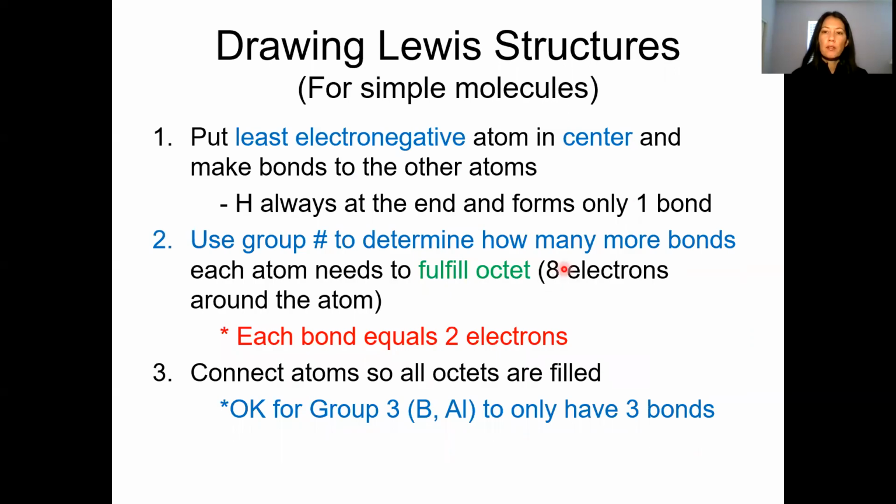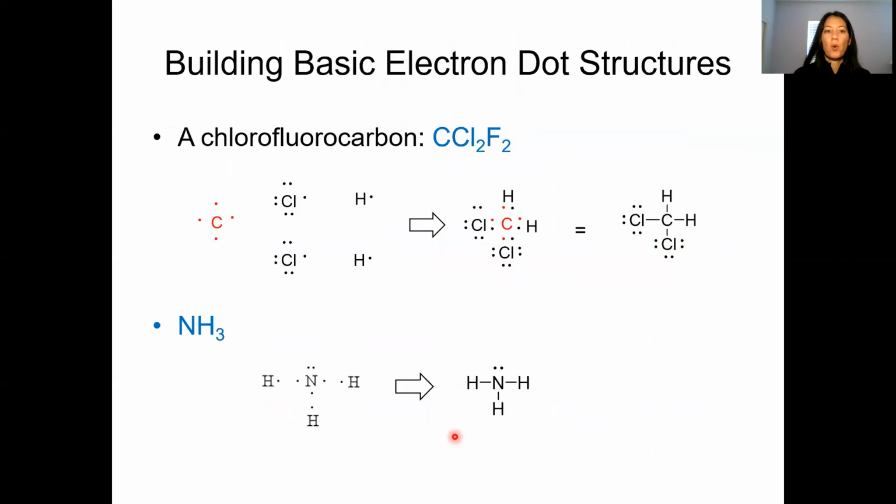I'm going to show you in this last little bit how to draw Lewis dot structures, and this is just for simple molecules. In our next video, we'll talk a little bit more in detail about other types of molecules. The first thing is put the least electronegative atom in the center. So the one to the left or lower on the periodic table. Hydrogen will always be on the end though. You'll use the group number of the atom to decide how many more bonds it needs to make its octet. Remember, each bond equals 2 electrons. And then you're going to connect the atoms so that the octets are filled, keeping in mind, group 3 can have 3 bonds or 4 if it wants to.